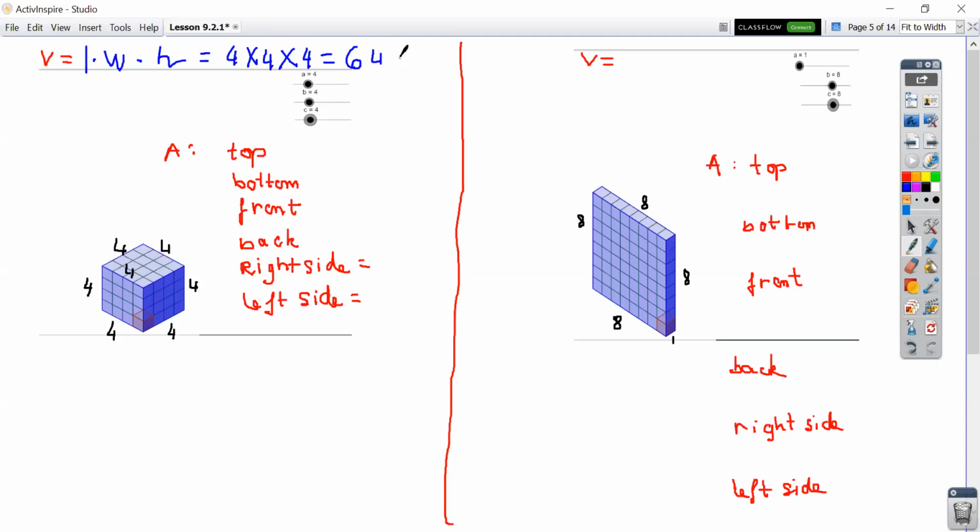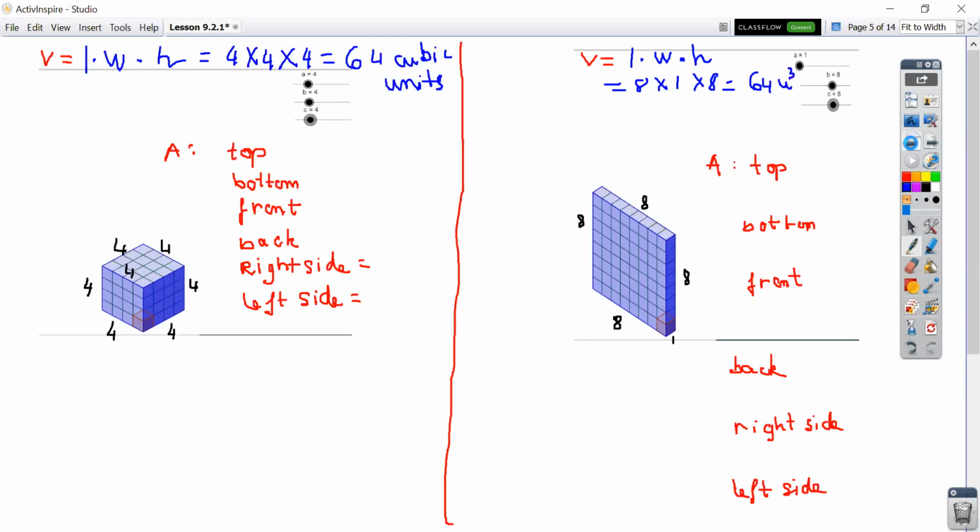cubic units. Okay. The other one, length times width times height to find the volume. The length is 8, the width is 1, the height is 8. Multiply them, you get the same answer, 64 cubic units.